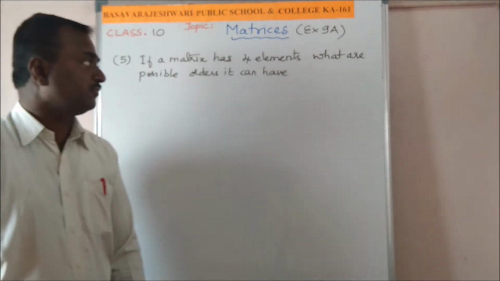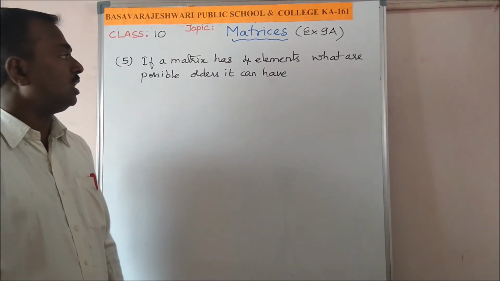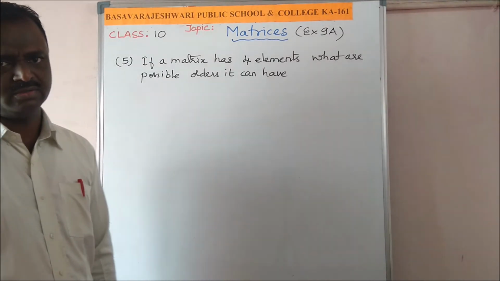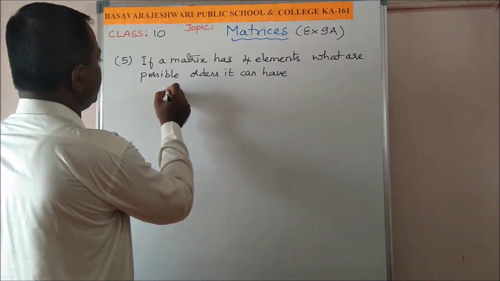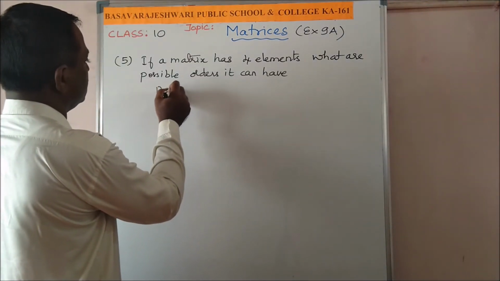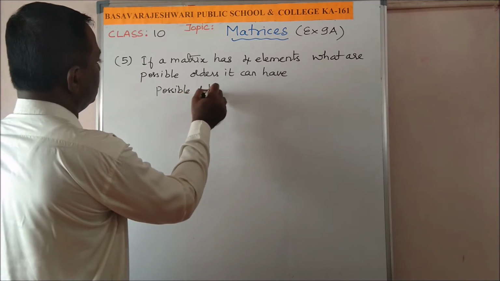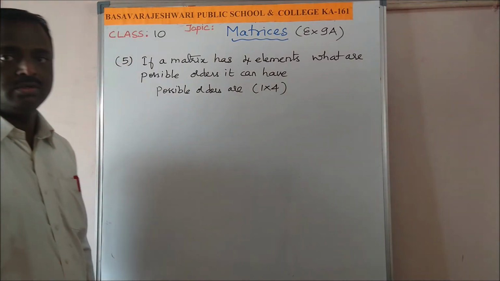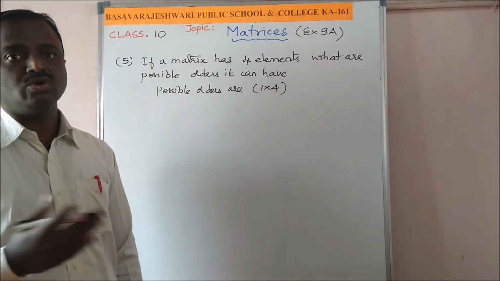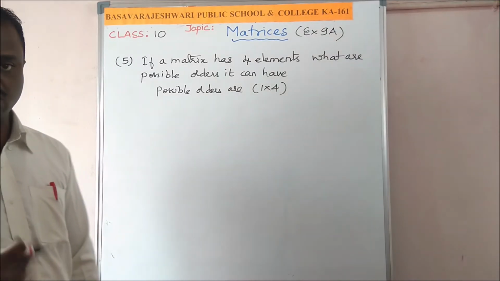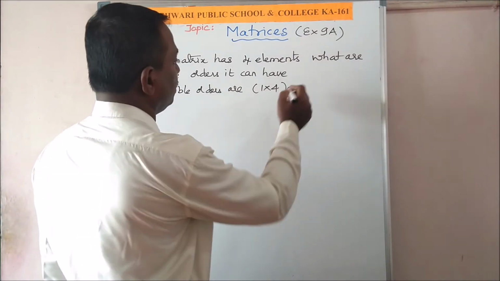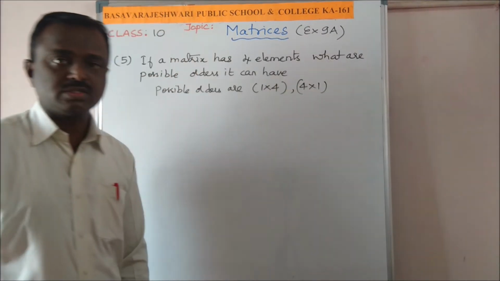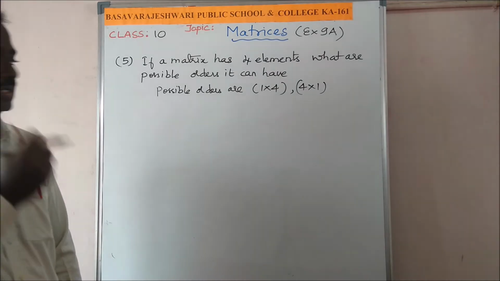So the fifth question says, if a matrix has 4 elements, what are the possible orders it can have? Find out the factors of 4. Okay? 1 into 4. Possible orders are 1 into 4: you can take one row, 4 columns. Or we can take 4 into 1 also, 4 rows, 1 column.